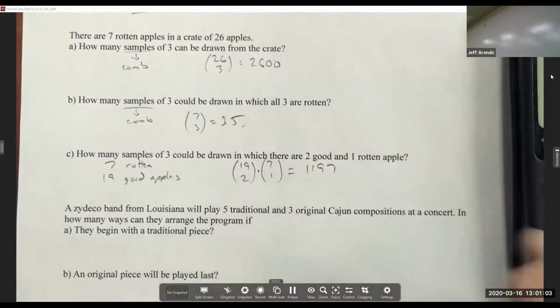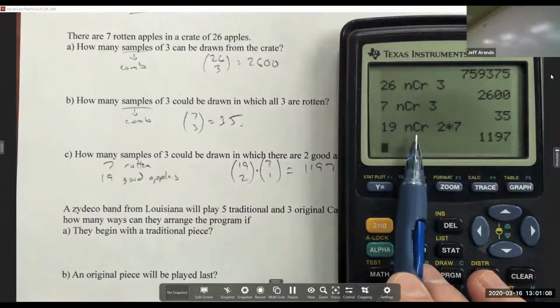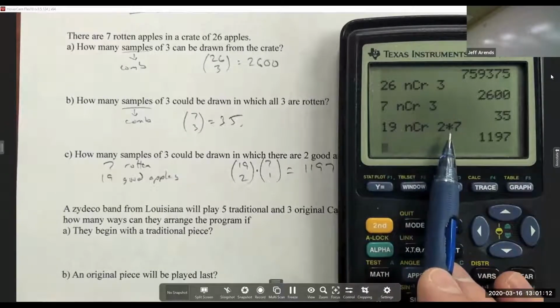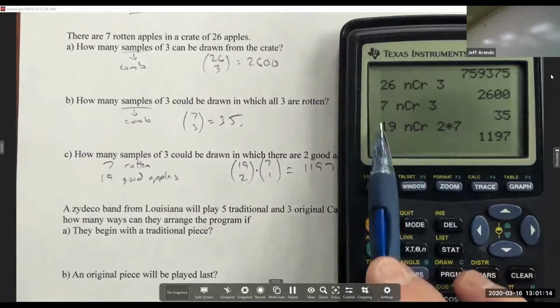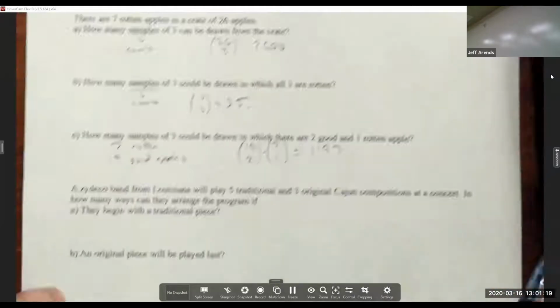1197. A quick note about the order of operations. I think nCr is higher in the order of operations than multiplication. If you're nervous about it, you could always put parentheses around the nCr part, but it'll happen before that multiplication.